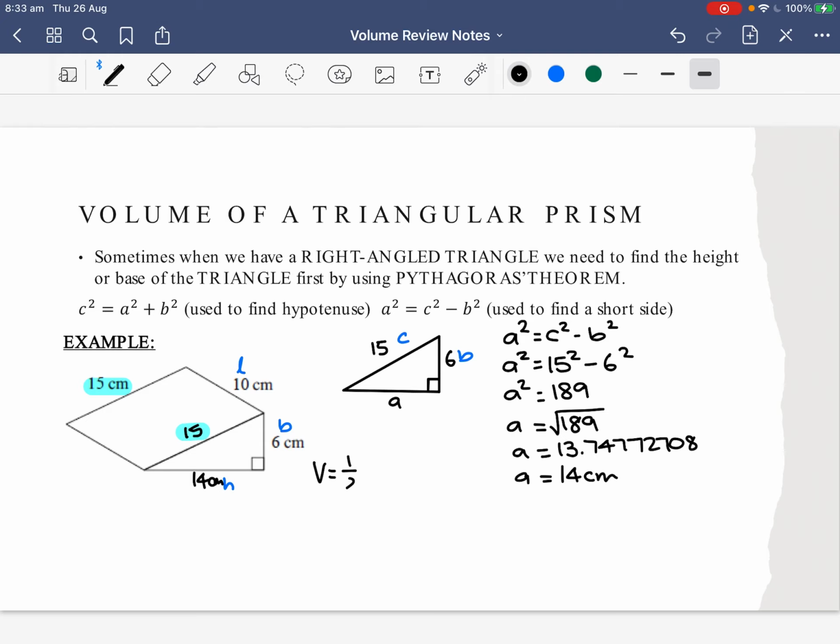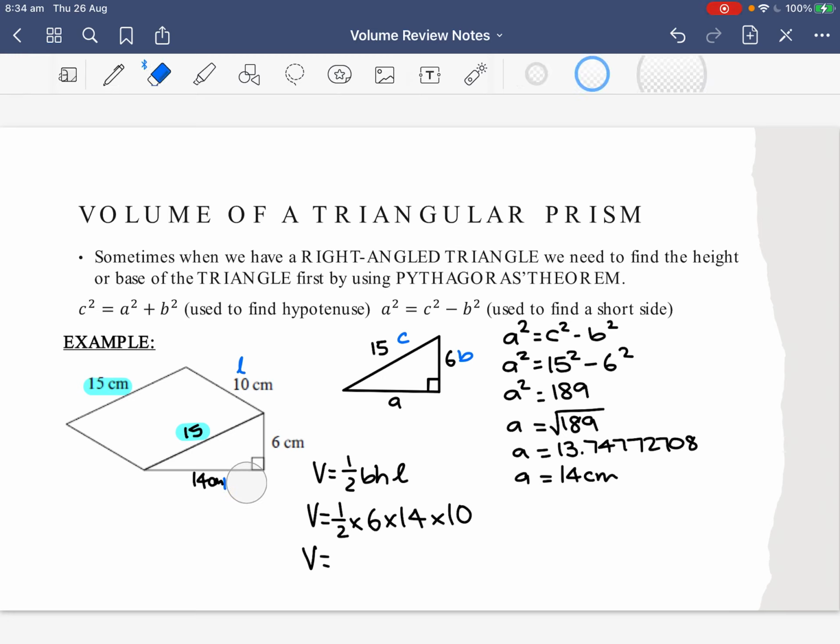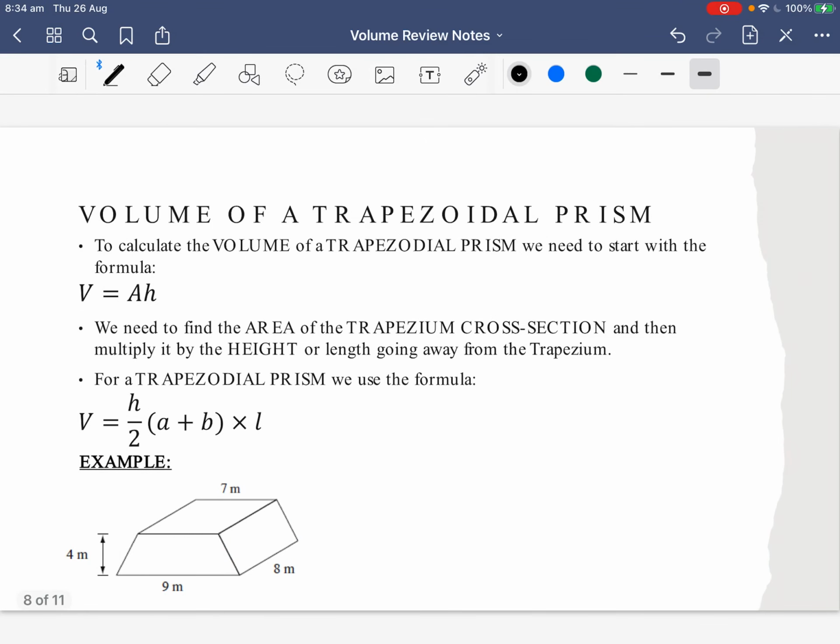So now what we want to do is use our volume formula. So V equals a half BHL, and substitute in our values. So we'll have V equals a half times our base of 6 times our height of 14 times our length of 10. So V equals a half times 6 times 14 times 10. It doesn't matter which order you put this, because really this length here was our height and this length here was our base, but that's okay.